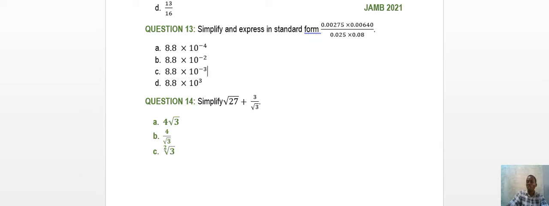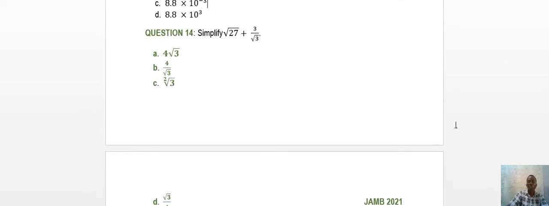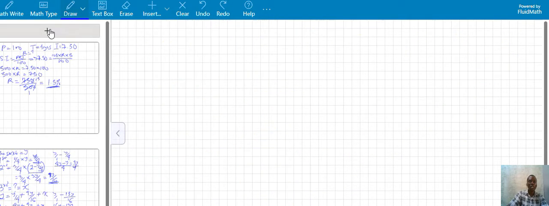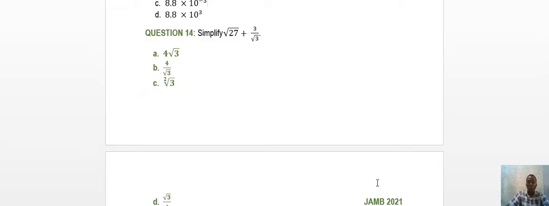Now let's go straight to the next question. The next question says simplify the square root of 27 plus 3 root 3. Let's go straight to the board. Now we're asked to simplify that. And to simplify that, we are asked to simplify root 27 plus 3 root 3, right? Let's look at the question once more.